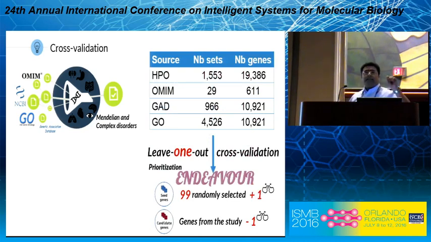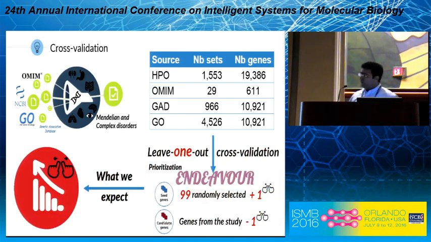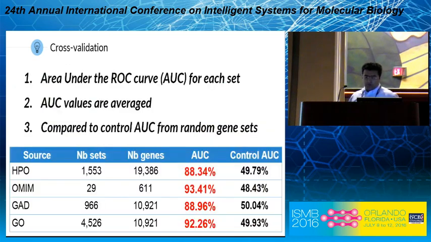It means that the gene that is specifically associated with and has an effect on a specific phenotype, we separate from the rest of the genes and add it to 99 random genes and try to prioritize this data set by Endeavour. What we expect is that the single gene we're leaving out must rank as the top one in our list, which was more or less true. We calculate the area under the curve for all the data sets, take the average of those values, and compare the result with the control gene set that we had. And as you can see, the result was really promising.